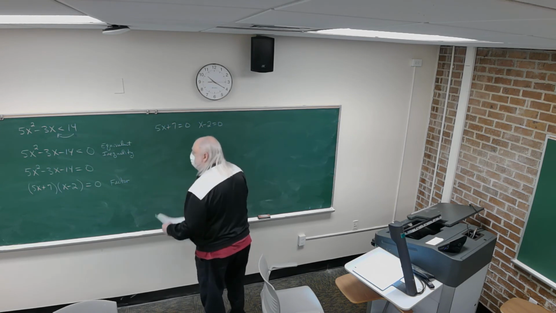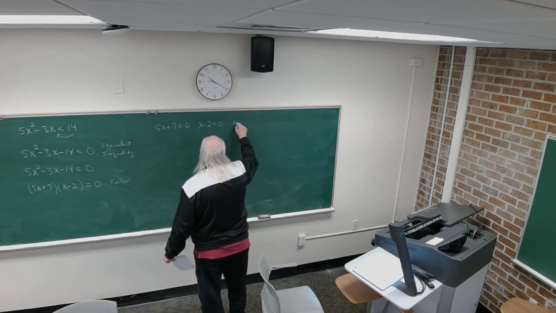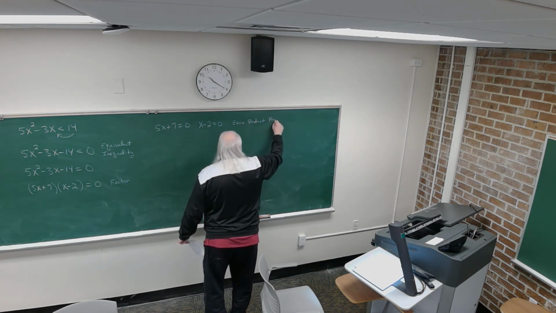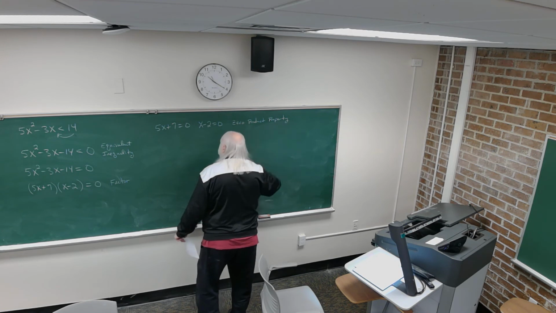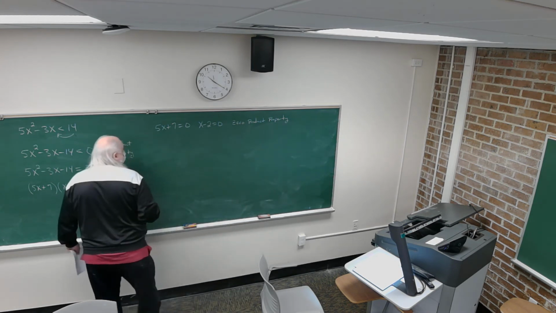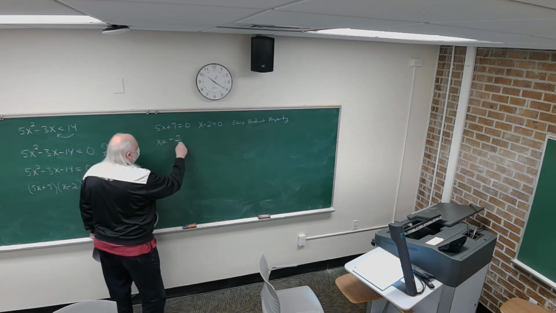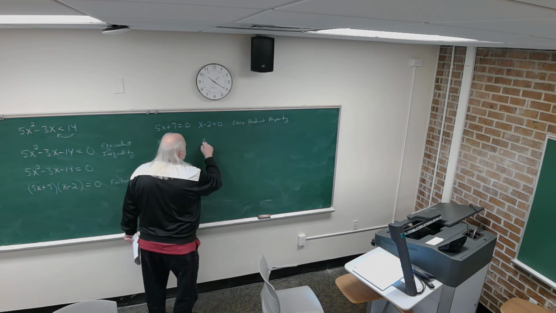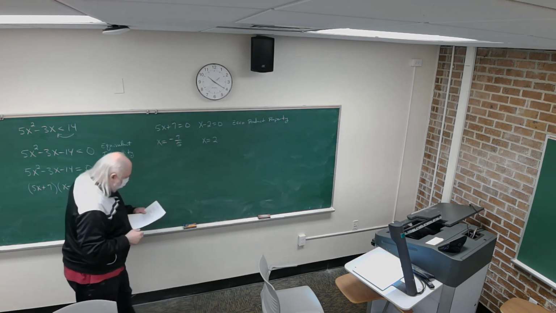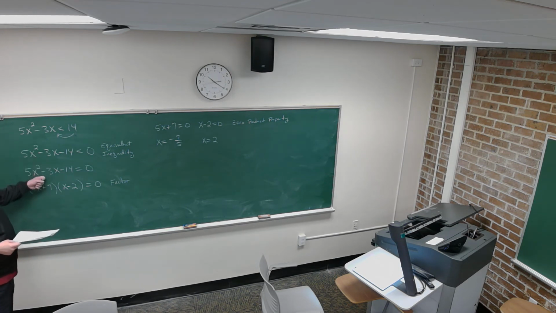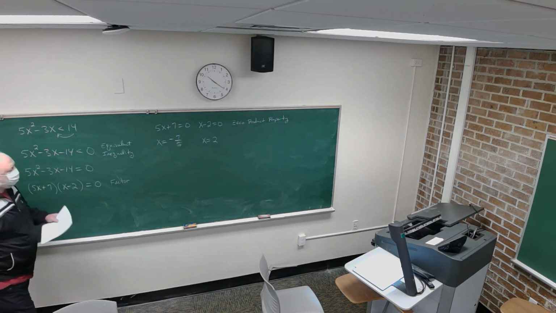So we're still on step 2. This is called the zero product property. And now we solve those two. Those are two linear equations. When we solve the first one, we get x is equal to minus 7/5. When we solve the second one, we get x equals 2. So those are the two values of x that make the quadratic on the left-hand side equal to 0.